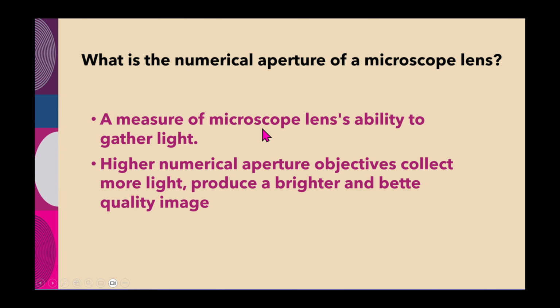What is the numerical aperture of a microscope lens? It is a measure of the microscope lens's ability to gather light, that is the numerical aperture. Higher numerical aperture objectives collect more light and produce a brighter and better quality image.